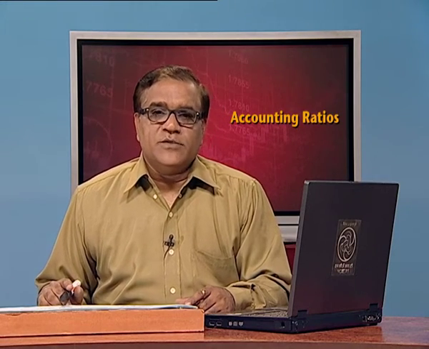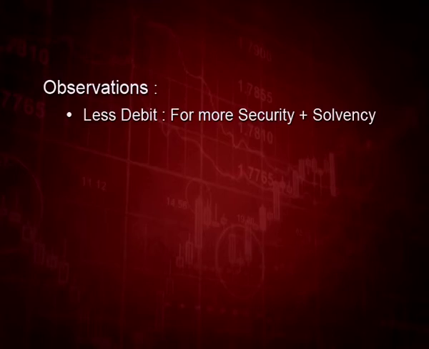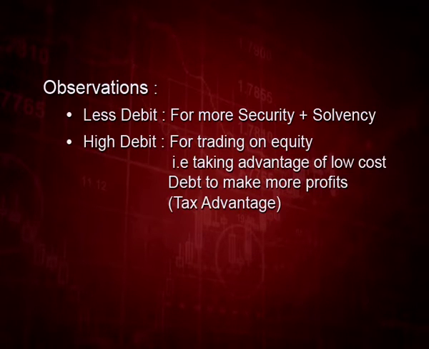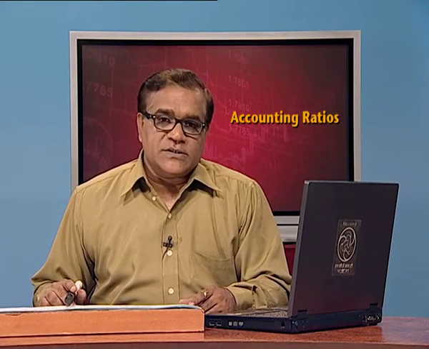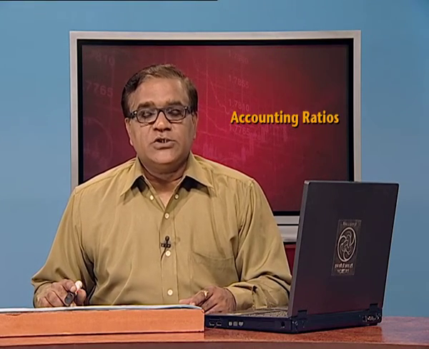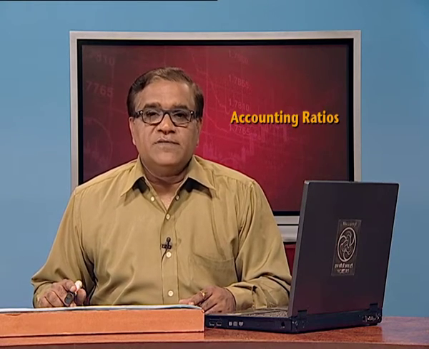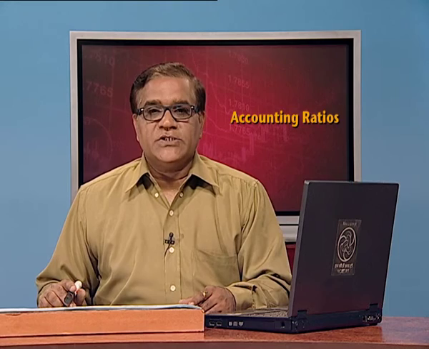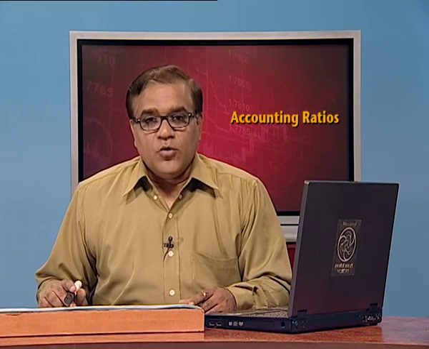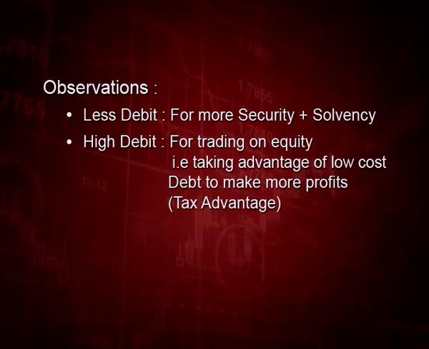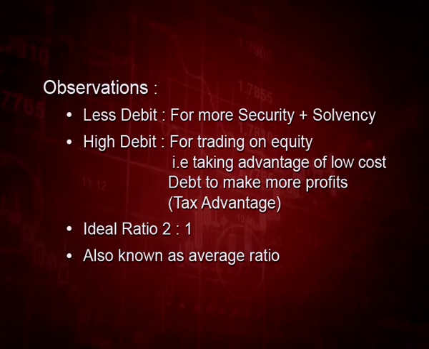Now, what do we observe from this ratio? If there is less debt, it is more security and solvency. But if high debt is there, we can trade on equity, that is, we can take the advantage of low cost debt to make more profit, because interest paid is always shown in the P&L account, which gives the company some kind of tax advantage and we can earn more on that money. The ideal ratio is 2:1.